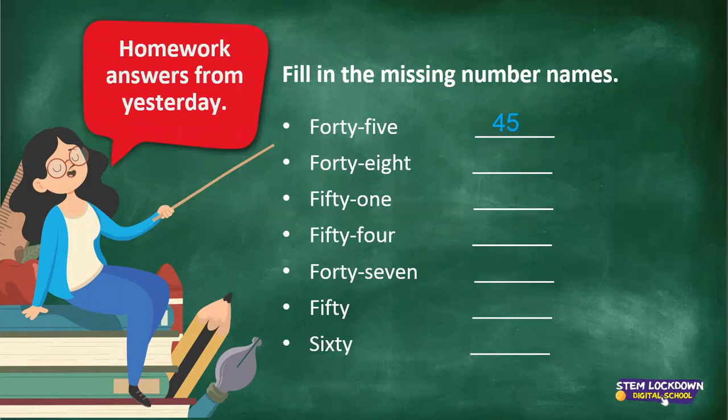Now I want to check on you if you are awake. Wakey, wakey. Watch what's going to happen on the screen. Watch the screen. The next one. It is 47. A 4 and a 7. Watch again. Yes, 51. 5 and 1. 54. 48. 50. And 60. That's your homework. I hope you got them all correct.